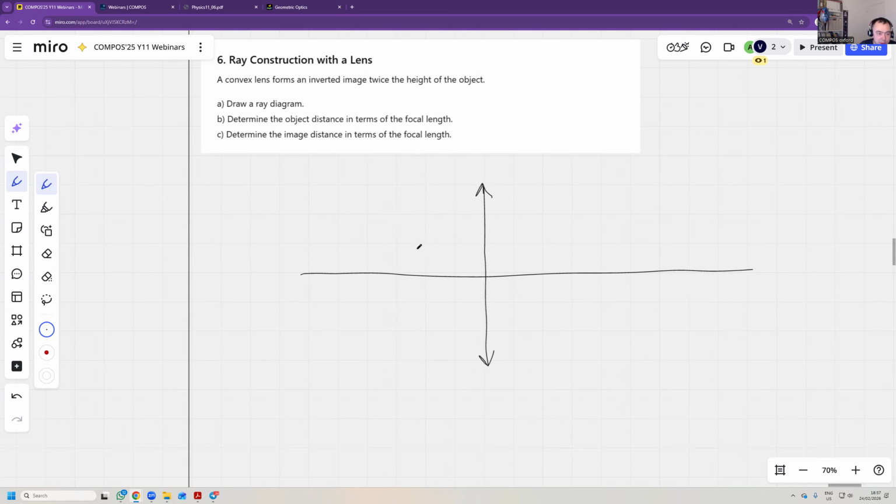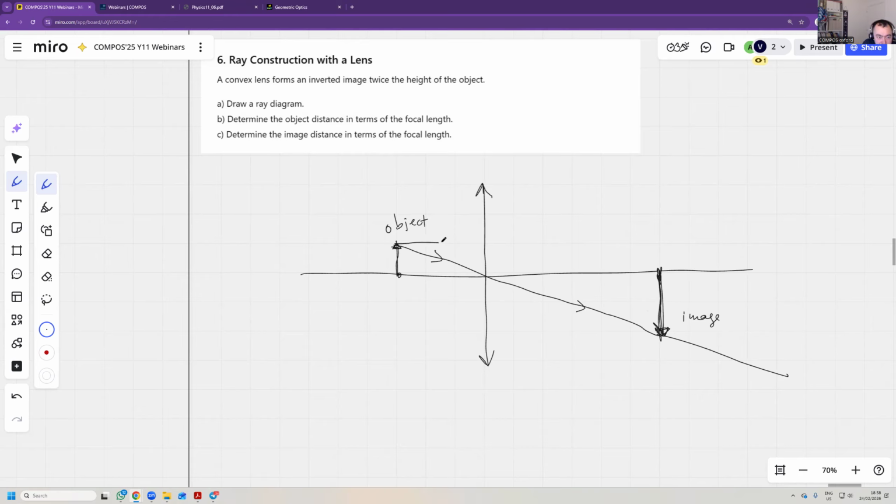Well, if we have an object, yeah, we know that the principal ray passes through this point, and we can use the squares to construct the image. So the image is double the height. So because one of the principal rays passes through this point, we know that this is the object and this is the image. And now just a simple matter of construction.